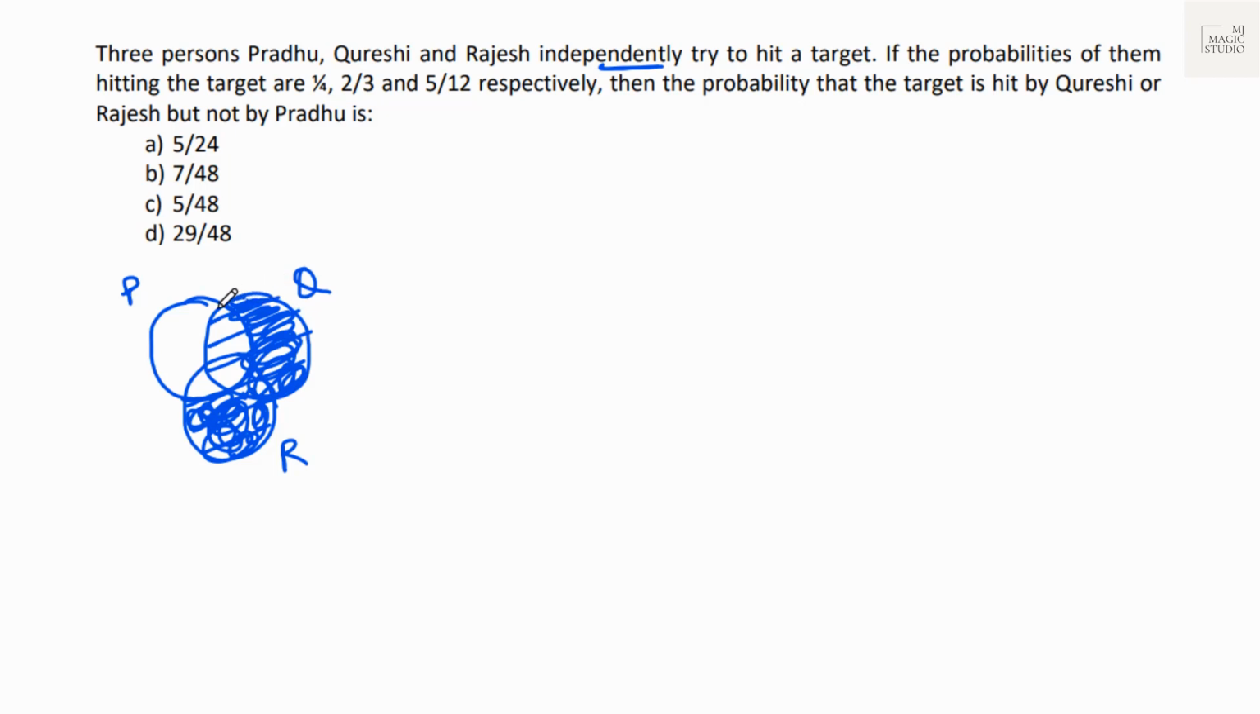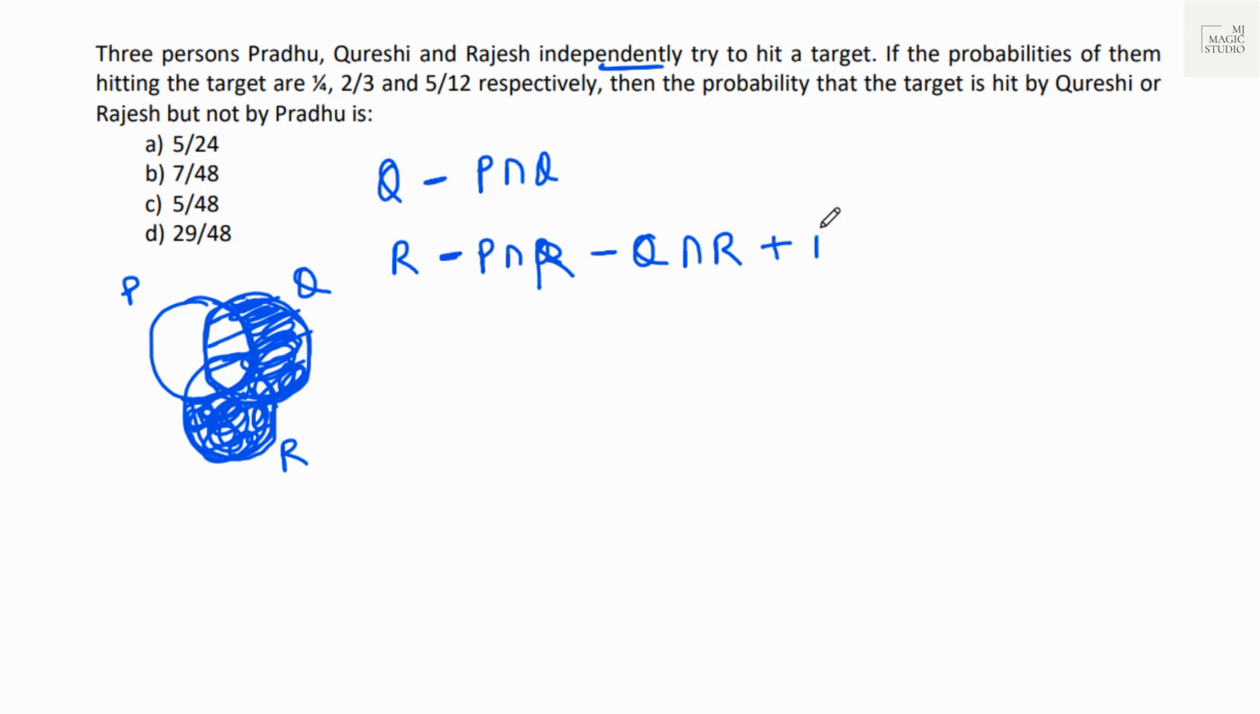So it would be something like Q minus P intersection Q. We have got this area, and this particular area would be, if I take the complete R, minus, if I take out this area, P intersection Q, this area is P intersection R, minus Q intersection R, plus PQR.